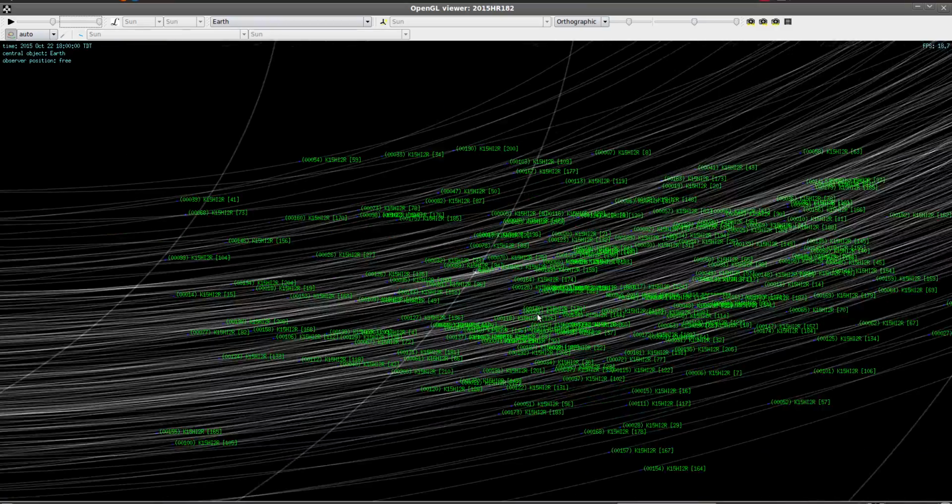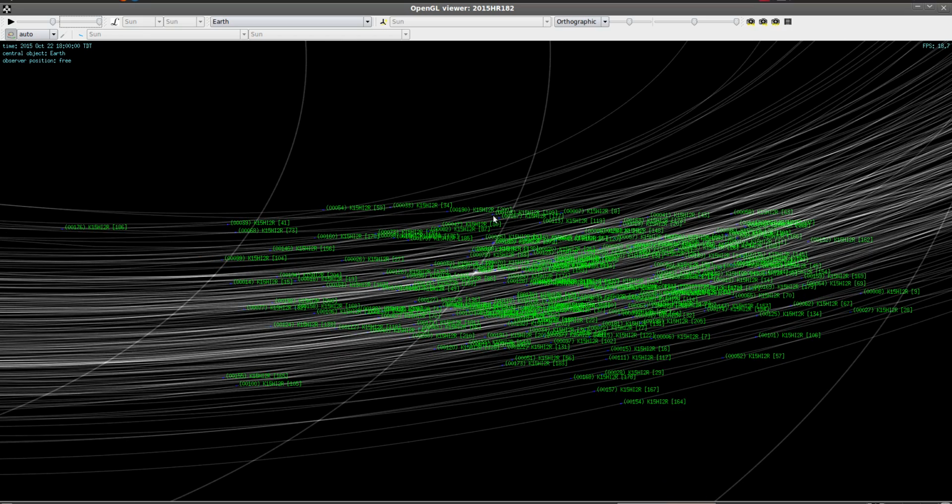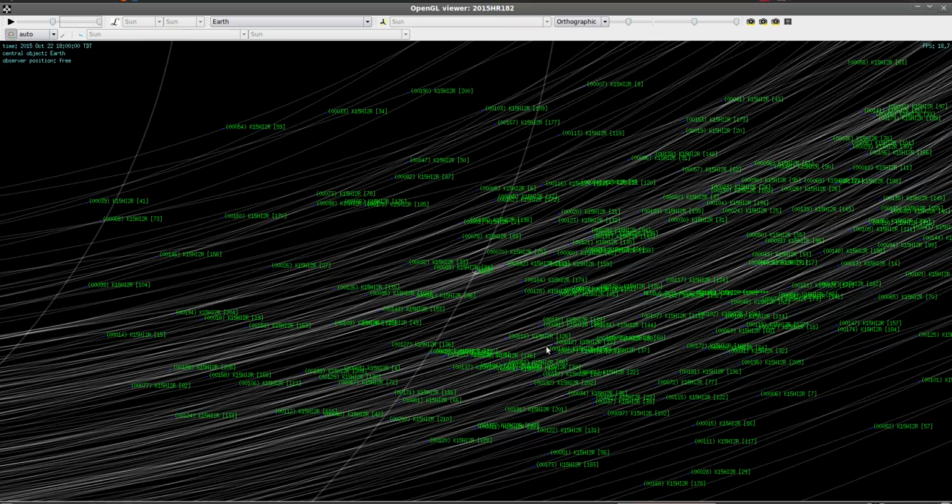So if you wanted to find it, where would you even look? You don't even know where to point your telescope. Do you point it this way? Do you point it this way? It could be anywhere in here, so that's why it's considered a lost asteroid.